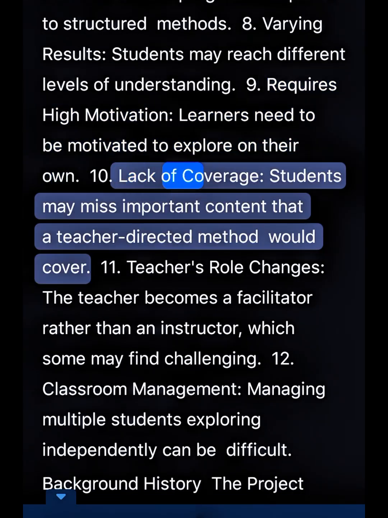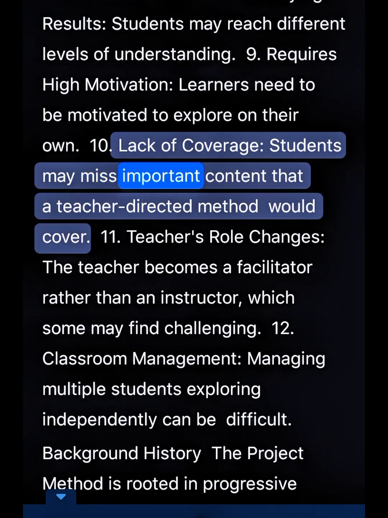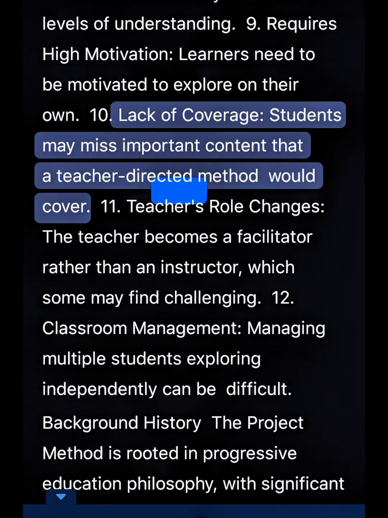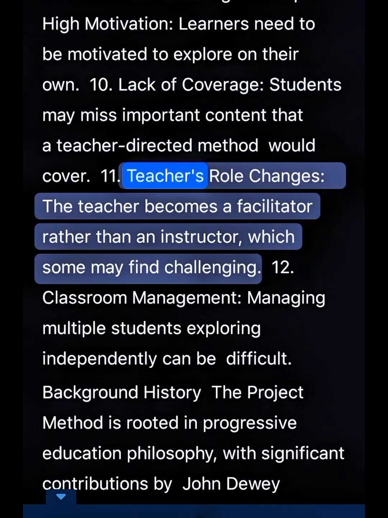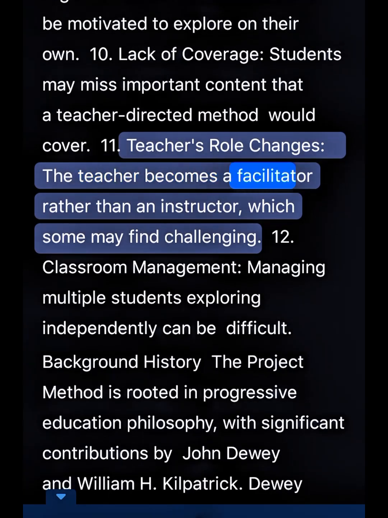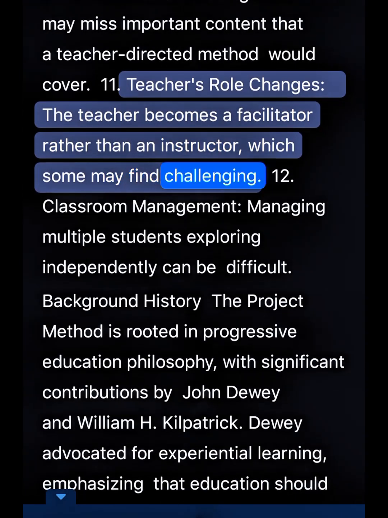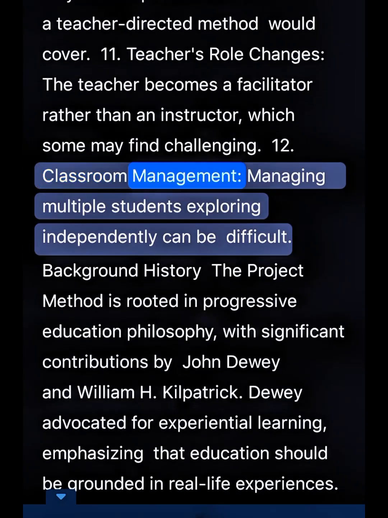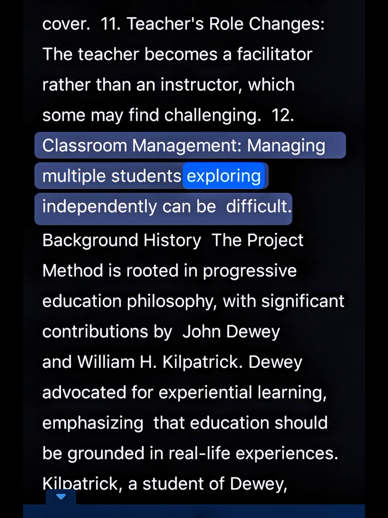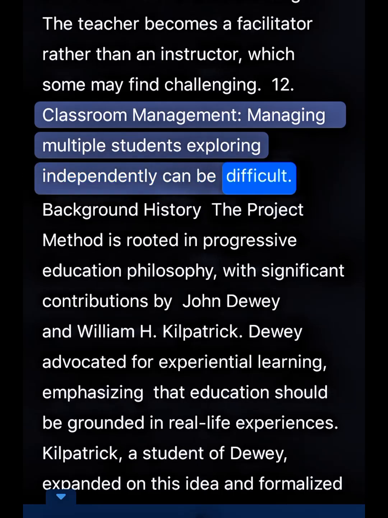10. Lack of coverage, students may miss important content that a teacher-directed method would cover. 11. Teacher's role changes, the teacher becomes a facilitator rather than an instructor, which some may find challenging. 12. Classroom management, managing multiple students exploring independently can be difficult.